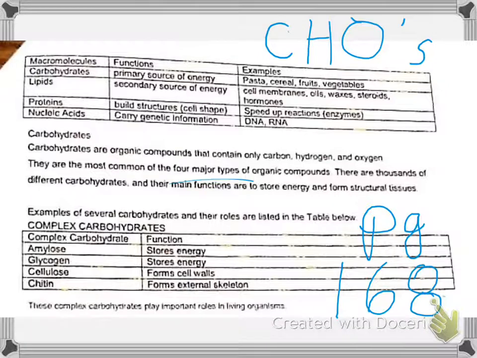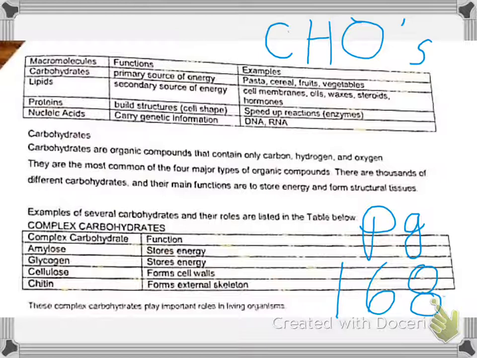Carbohydrates, you can find these on page 168. They're basically the major functions for everything. Carbohydrates are the primary source of energy. You find them in pasta, cereal, fruit, sugars, complex and simple. There's a whole bunch of different kinds of carbohydrates. You have amylase, which stores energy, glycogen stores energy, cellulose forms cell walls, chitin forms external skeletons. So chitin, grasshoppers, that's a form of chitin right there.